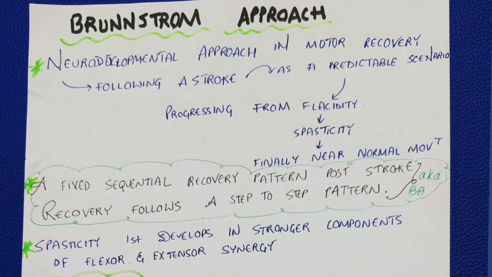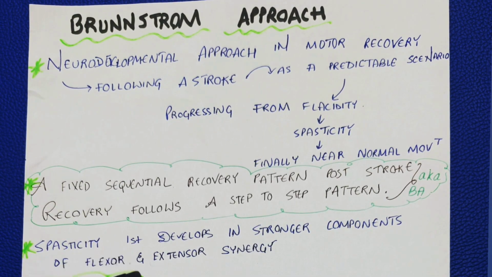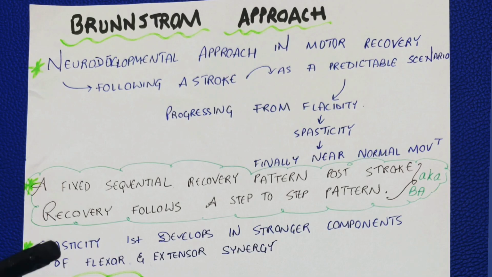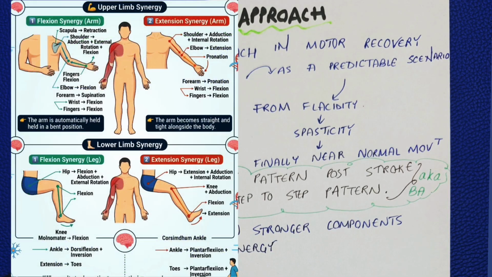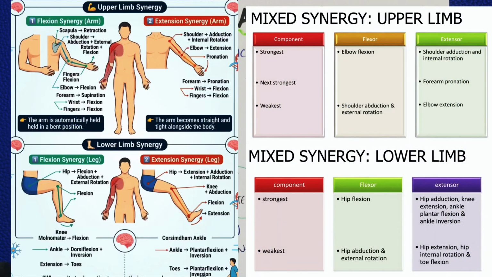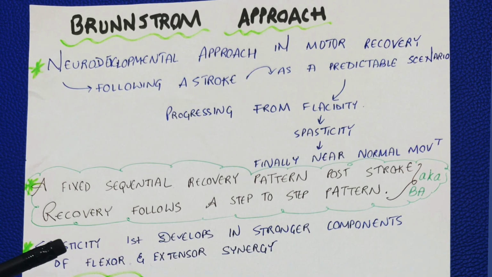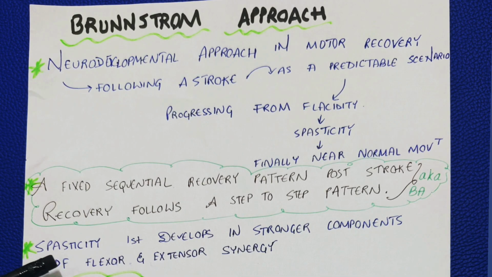Normal movement has independent joint movements, but in terms of synergy, the control of movement is lost. Basic limb synergies are the mass movement patterns in response to stimulus or voluntary effort or both. So we have a gross flexor movement, that is flexor synergy, a gross extensor movement, that is extensor synergy, and a combination of the strongest components of the synergies, called mixed synergies. These appear during the early spastic period of recovery. As we said, the patient develops spasticity first in the stronger components of flexor and extensor synergy.